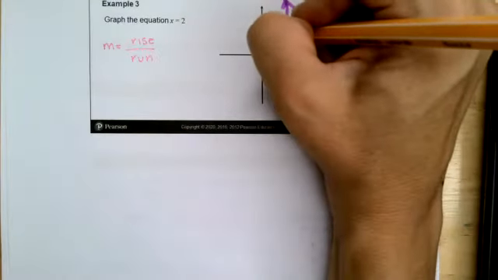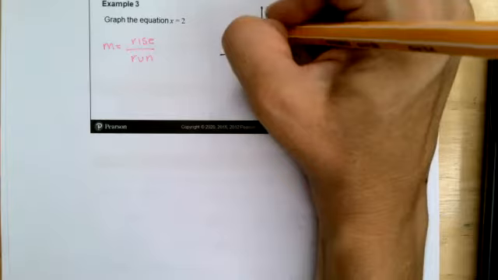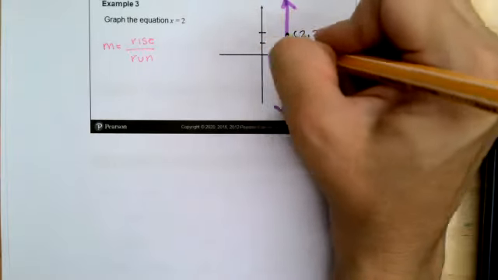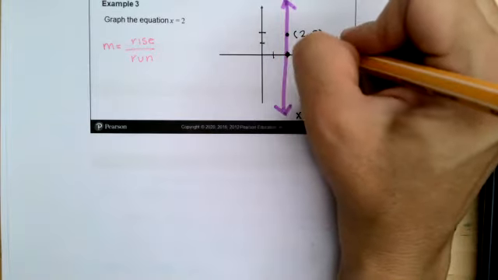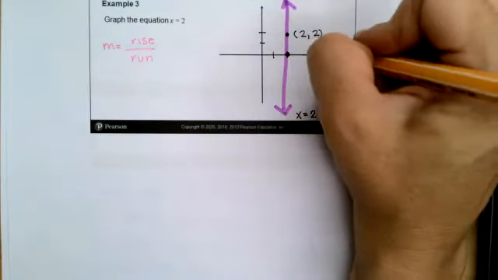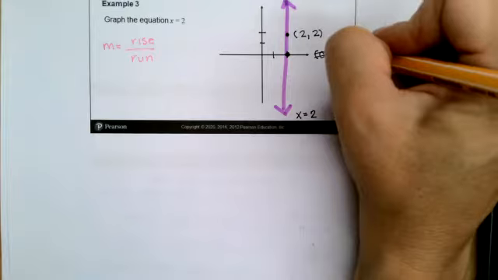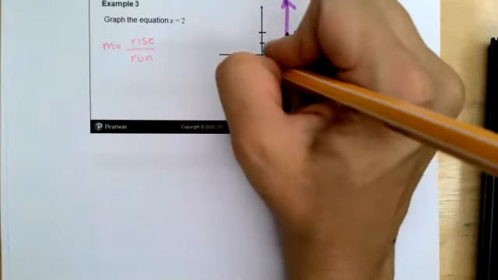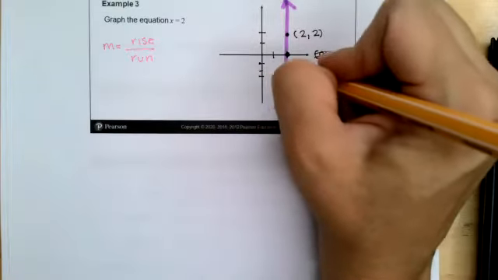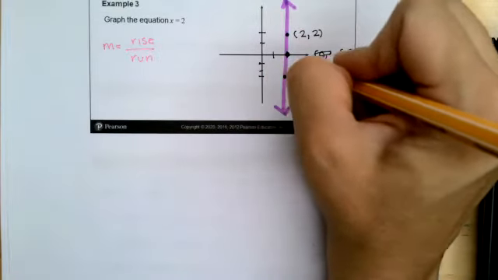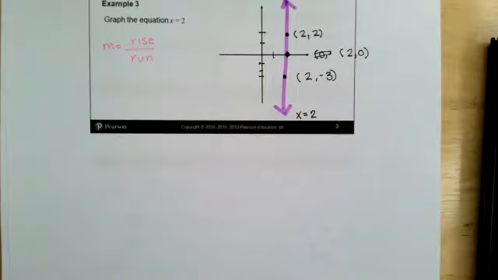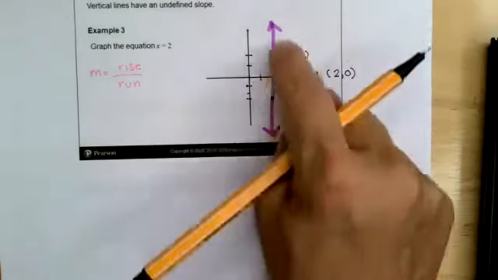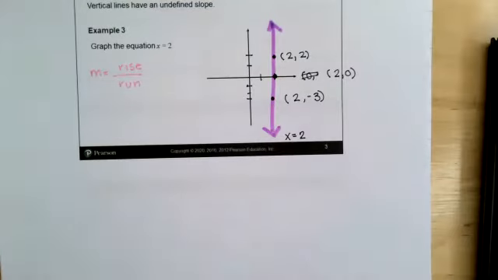If I chose some random points, maybe this is 2, 2. Right where it crosses the x-axis is 2, 0. And then down here is maybe 2, -3, right? For the entire line, x will always equal 2.